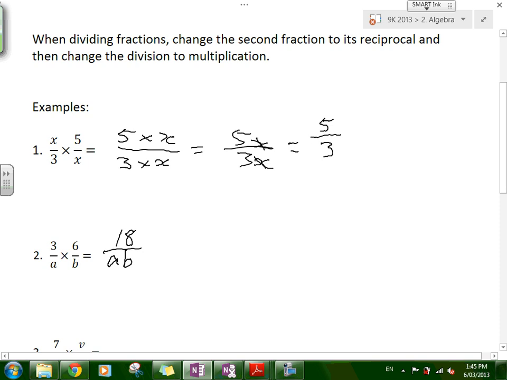Are there any common factors we can simplify? No, because there's no a or b on the top, and there's no factors of 18 on the bottom, and so there's no way we can simplify this fraction anymore. So this is as simple as it can be. Okay?